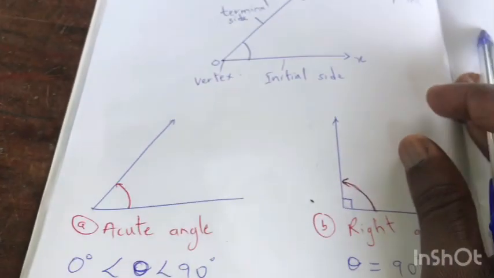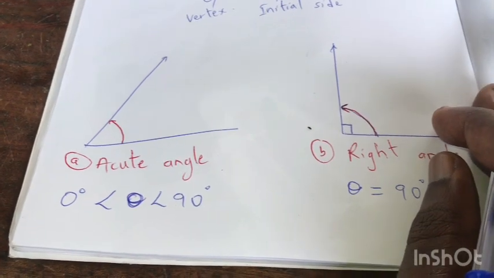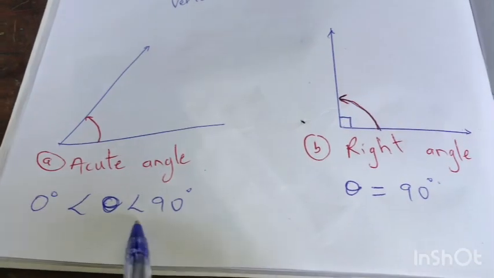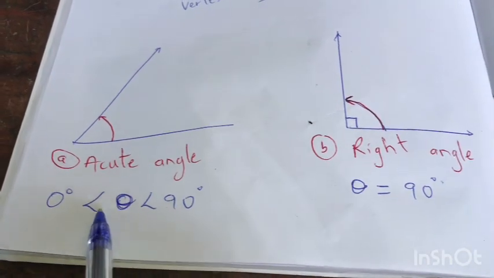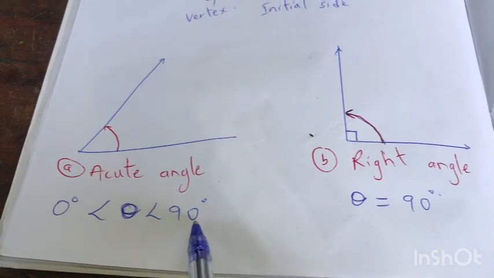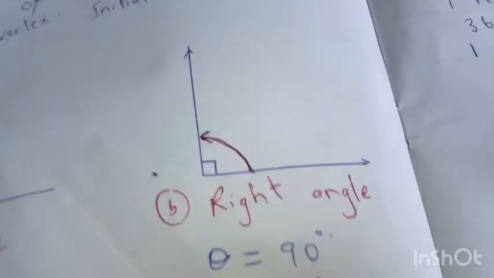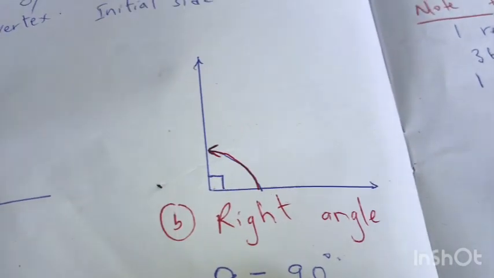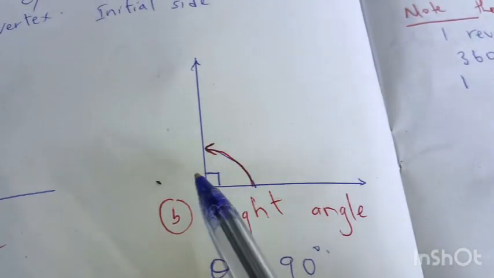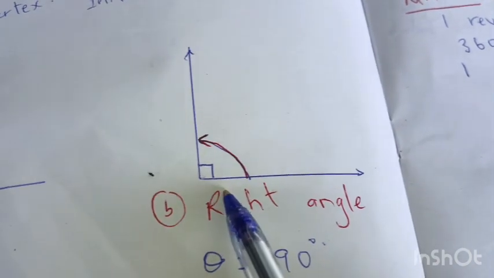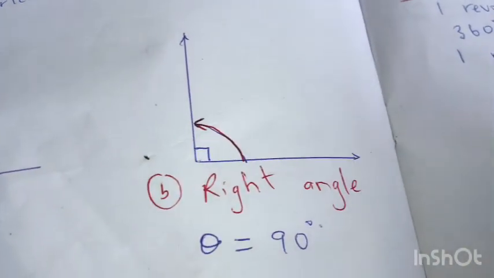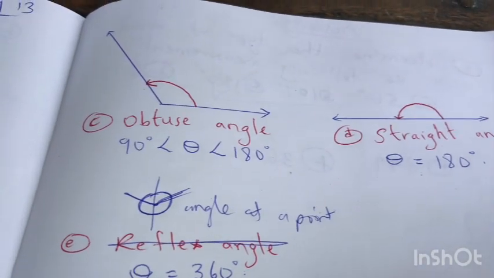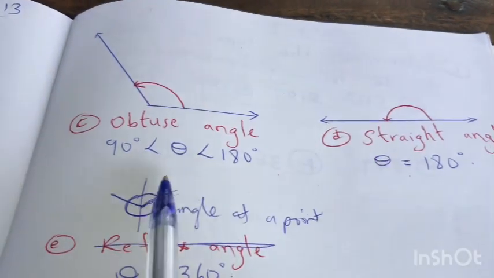Yes, let's look at some types of angles. We have an acute angle which has a measure between 0 degrees and 90 degrees. So we express it as this: theta, which is the angle, is greater than 0 degrees and less than 90 degrees. Another one is the right angle. It has a measure of 90 degrees. So every right angle has a measure of 90 degrees. So if you see this box anywhere, this box mostly stands for what? Right angles. Alright, then we have an obtuse angle which has a measure between 90 degrees and 180 degrees.